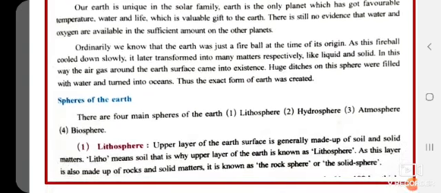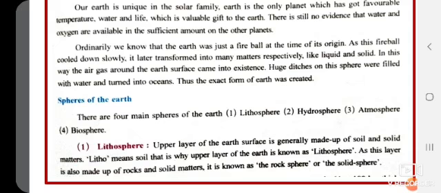Ordinarily, we know that the earth was just a fireball at the time of its origin. As this fireball cooled down slowly, it later transformed into many matters, like liquid and solid. In this way, the air gas around the earth's surface came into existence. Huge ditches on this sphere were filled with water and turned into ocean. Thus, the exact form of earth was created.